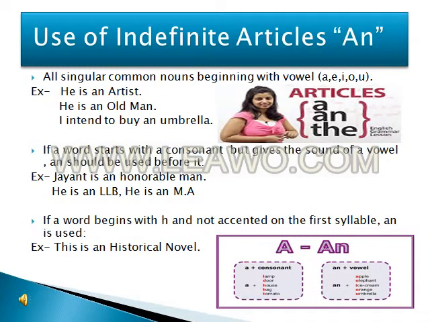Now the use of indefinite article an: for all similar common nouns beginning with a vowel, we use an before that. Vowel, how many vowels are there in English? Five: A, E, I, O and U. For example, he is an artist. He is an old man. And the third one is I intend to buy an umbrella.